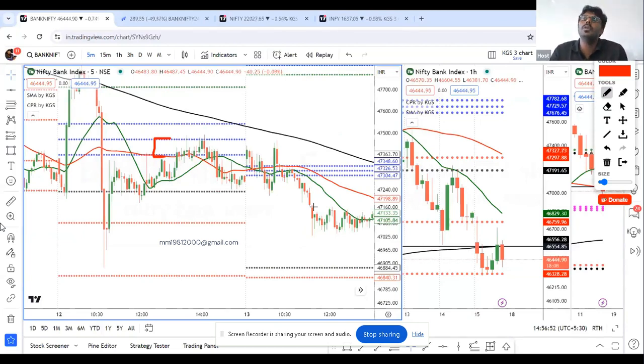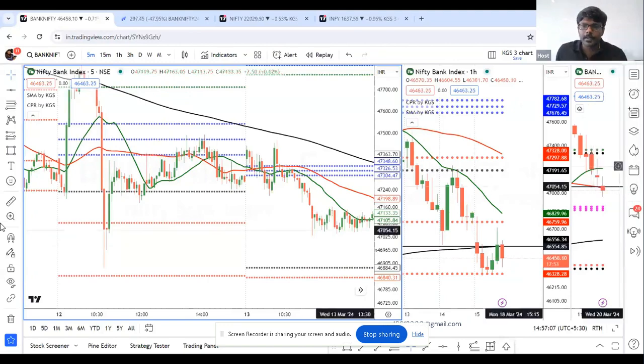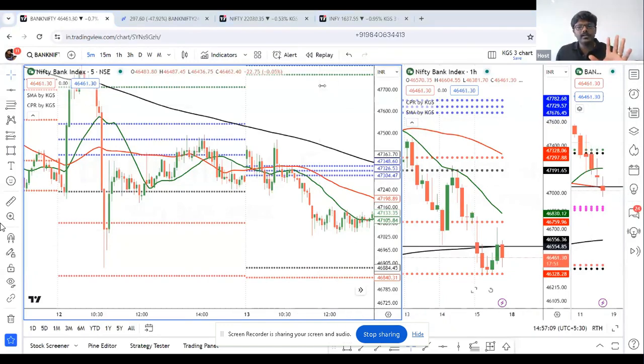Make sure you avoid that or trade with less quantity. That's what I have said. Whenever you are taking a low probable trade, you have to avoid or just trade with less quantity so that the loss will not disturb you. So that's what I have said. Don't trade against the market sentiment.